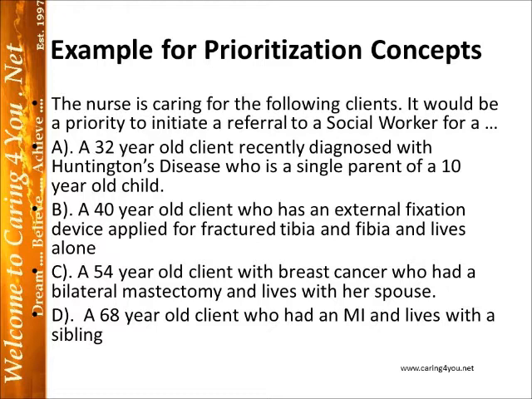C, a 54-year-old client with breast cancer who has had a bilateral mastectomy and lives with her spouse. Well, she lives with her spouse, so that's okay. Don't pick it. Or D, a 68-year-old client who has had an MI and lives with a sibling. Well, who has had an MI, so they've had it some days ago, weeks ago, months ago, I don't know. But they live with their siblings, so they're fine. So C and D is out. So B is a problem because here we have a 40-year-old client who has 2 broken legs and lives alone. But we can fix that as nurses.